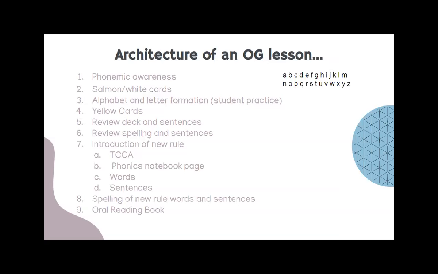I did want to just explain, as I had reminded, the architecture of an Orton Gillingham lesson is very routine and very repetitive. So every single lesson follows pretty much the same pattern. It'll start off with an auditory phonemic awareness piece. As I just mentioned, we might be substituting. So you have the word map, tell me map with the C at the beginning, right? So they might say cat. And then you're going to practice salmon and white cards.